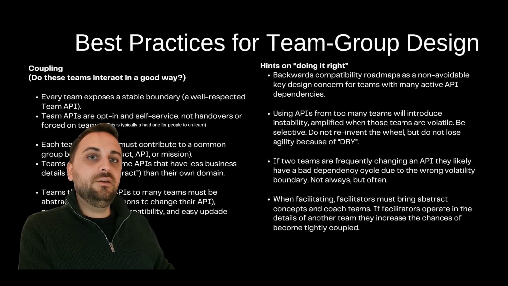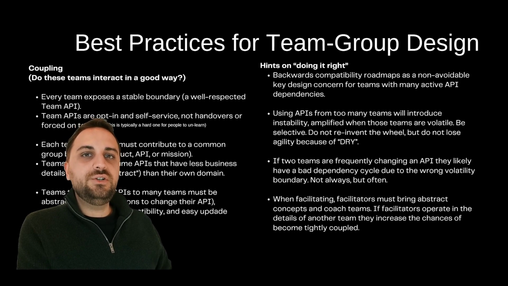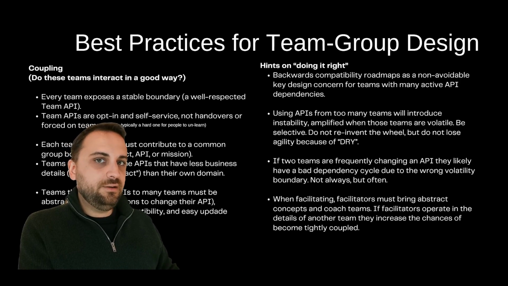Do not reinvent the wheel, but do not lose agility because do not repeat yourself is repeated as an organization-level mandate. If two teams are frequently changing an API, they likely have a bad dependency cycle due to the wrong volatility boundary. Not always, but often.